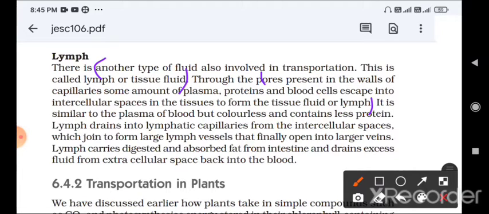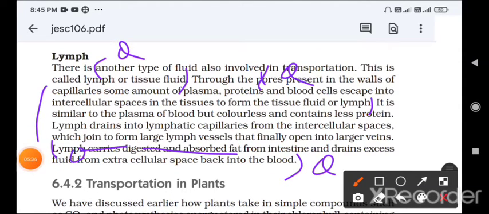Okay, this much you have to write, from this point to this point, the second question. And the third question is: what is the function of lymph? It drains the extracellular space, it drains the excess fluid from the extracellular space back into the blood, and it carries the digested, absorbed food. These three questions are important in this paragraph. Okay, lymph paragraph. These three are very important, you have to study.